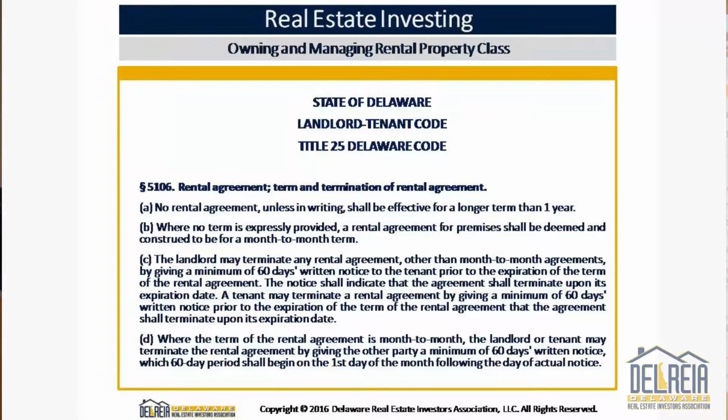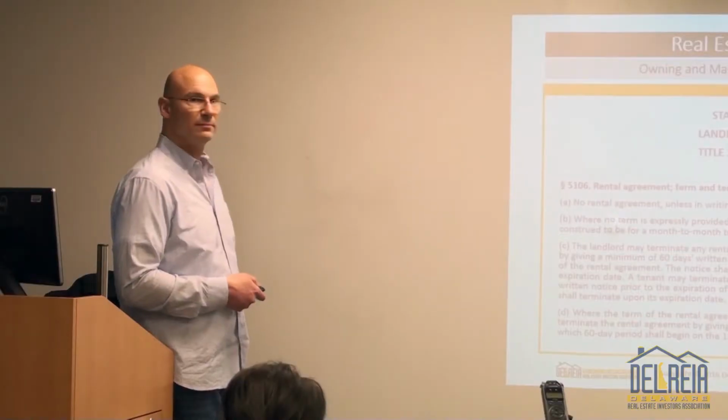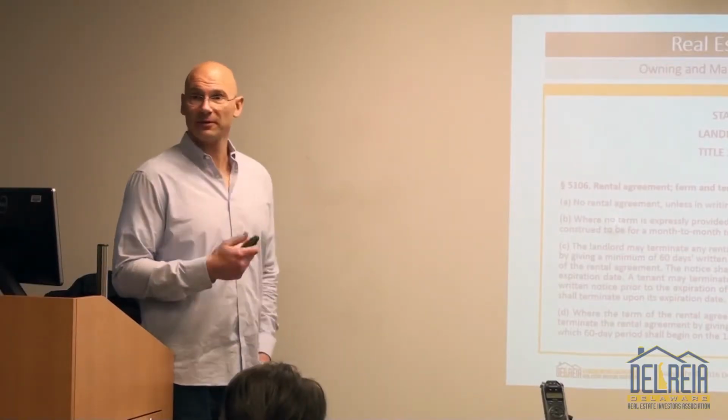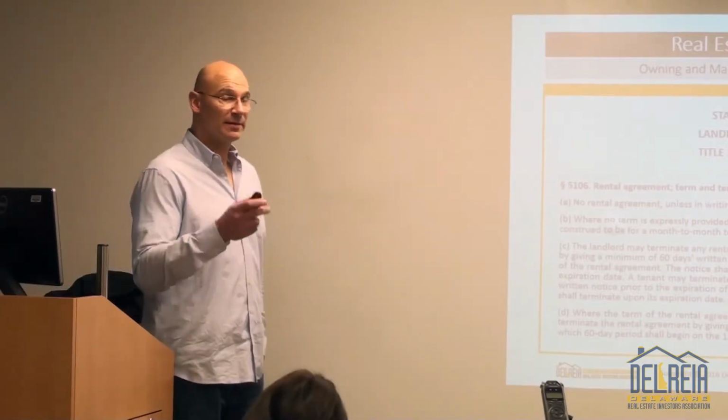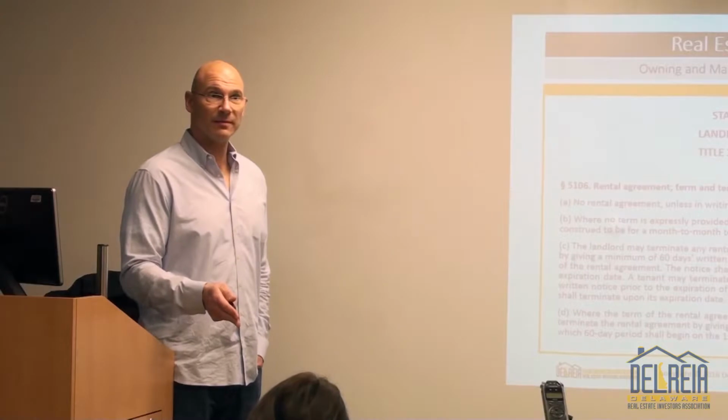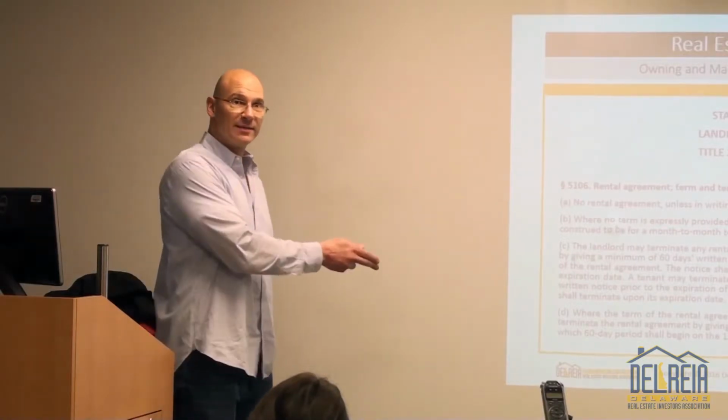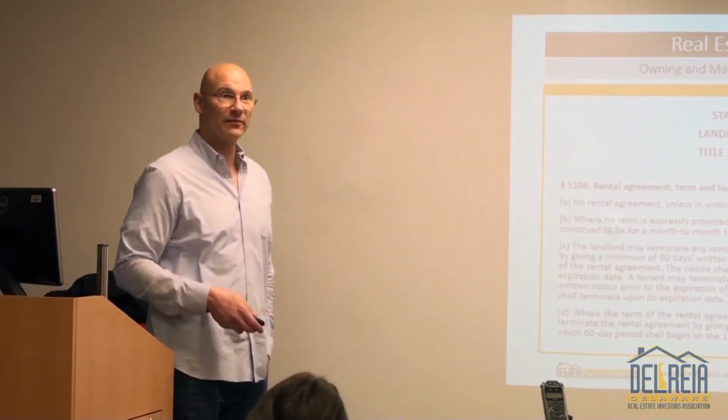All right. The landlord may terminate any rental agreement other than month to month agreements by giving a minimum of 60 days written notice to the tenant prior to the expiration of the term of the rental agreement. Not hard to understand, right? So, if you want to give your tenant notice and it's due March 1st, you need to back up 60 days, and that's when you can give them notice.